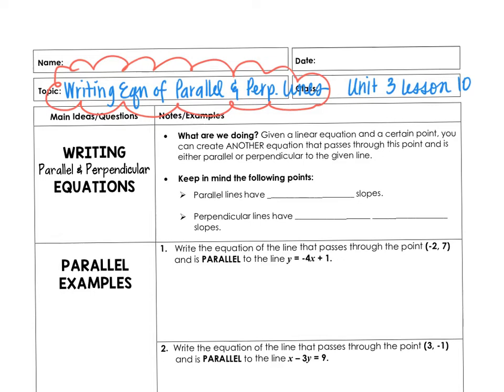Hey guys, welcome to Unit 3, Lesson 10, Writing Equations of Parallel and Perpendicular Lines.